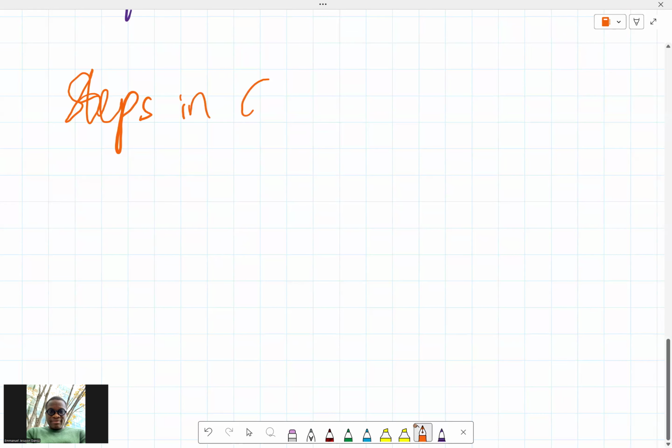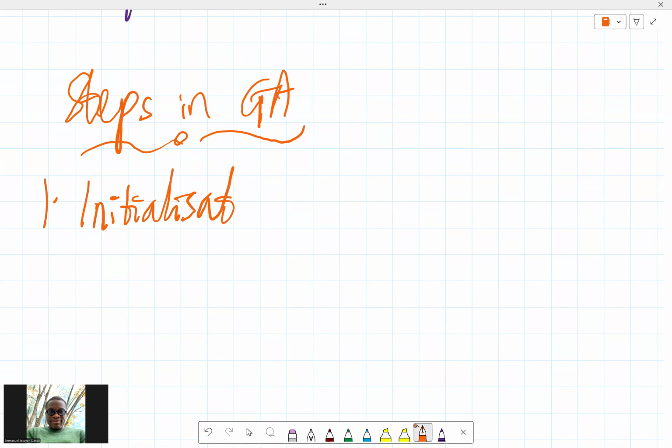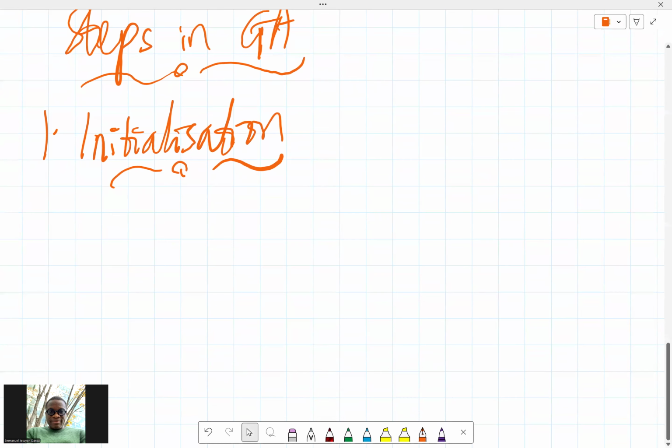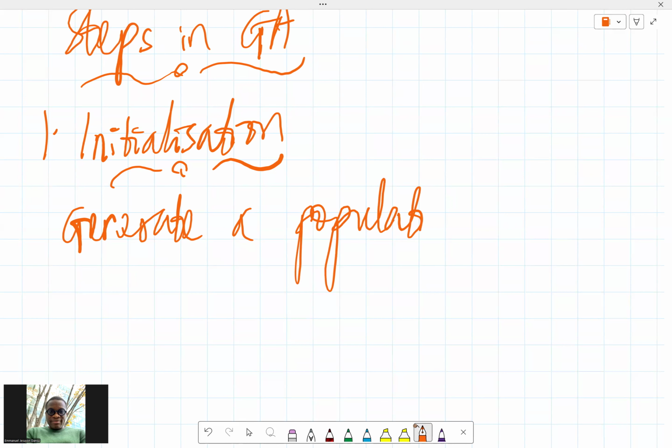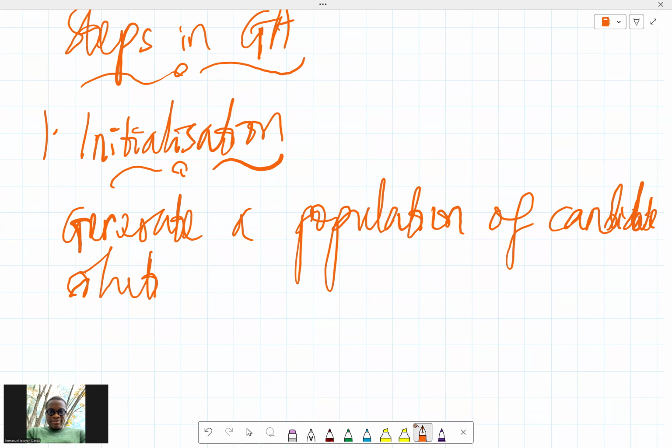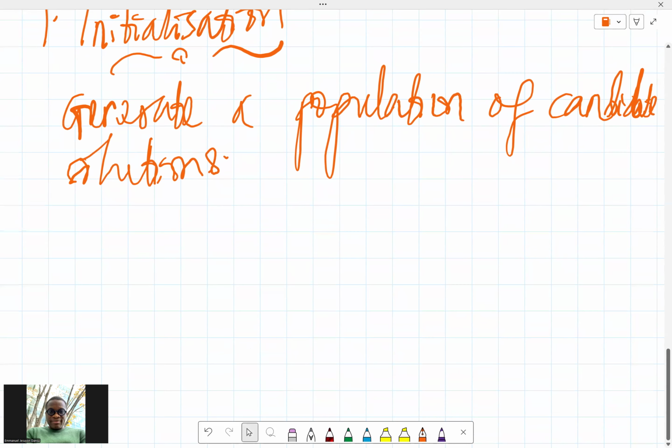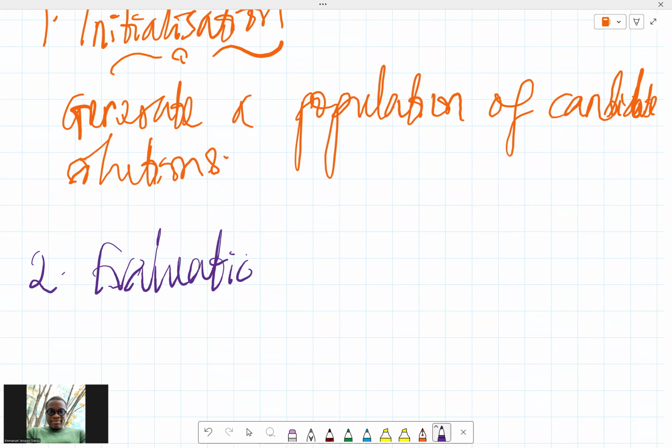So, steps in the genetic algorithm. It's more like you're engineering a process. As usual in most numerical processes, we have to initialize. You need an initial guess, so you have a starting point as the initialization. Here you generate a population of candidate solutions. That's the initialization process. And afterwards, you talk about evaluation. So you evaluate those candidates.